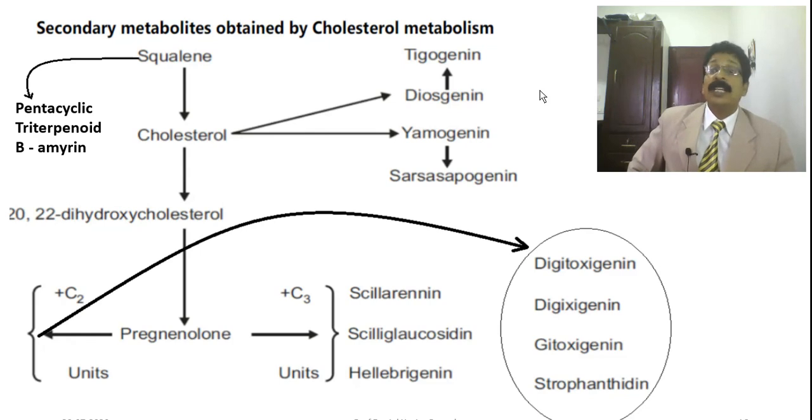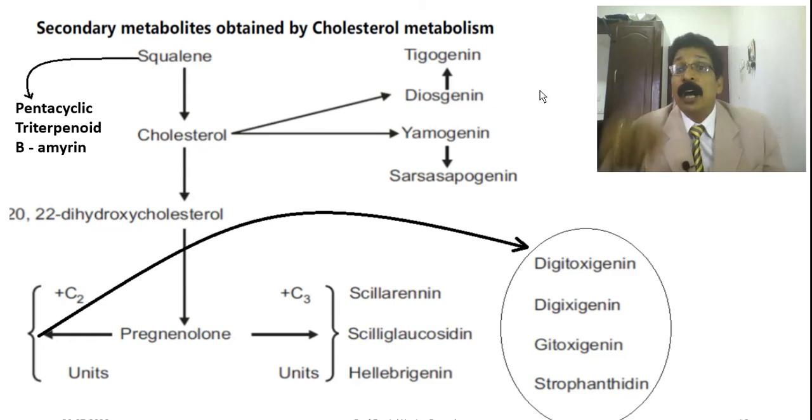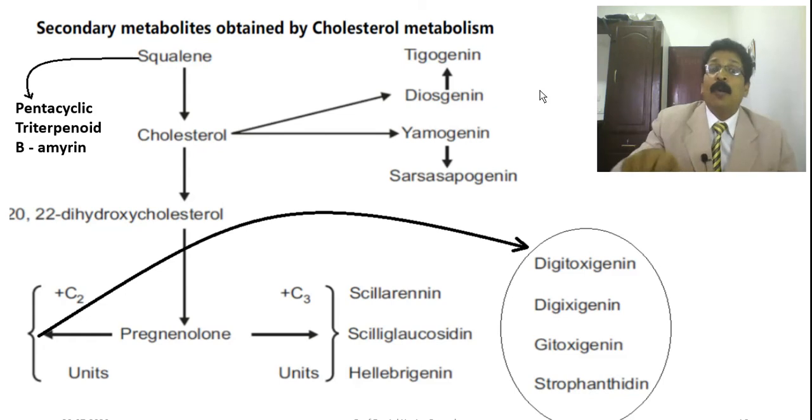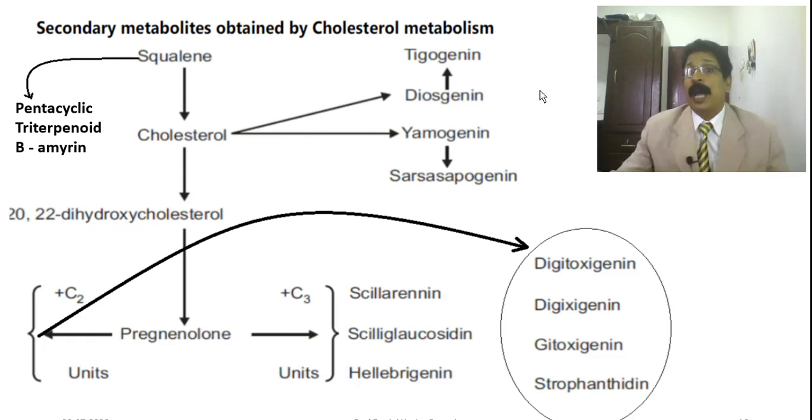When 3 carbon atom units are added, you get these compounds which are listed out. I have made an oval shape, and as there is no space, I put an arrow on this side. They are digitoxigenin, gitoxigenin, and strophanthidin, from Strophanthus, which is another cardiac glycoside source. Strophanthus seeds contain this strophanthidin. So this is the thing.